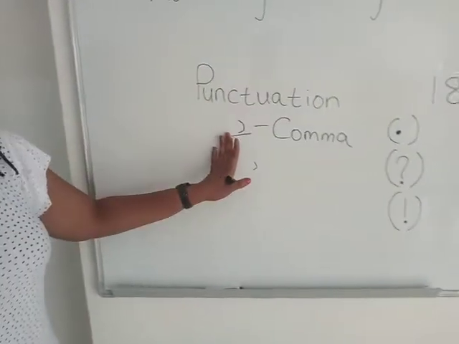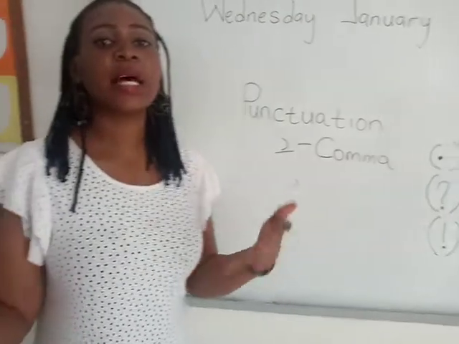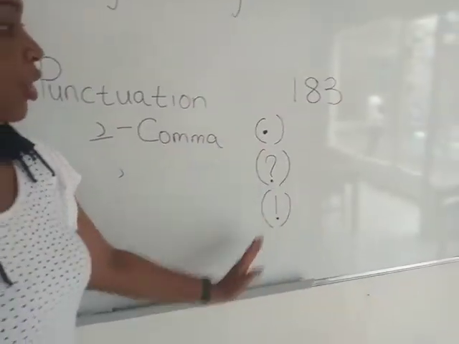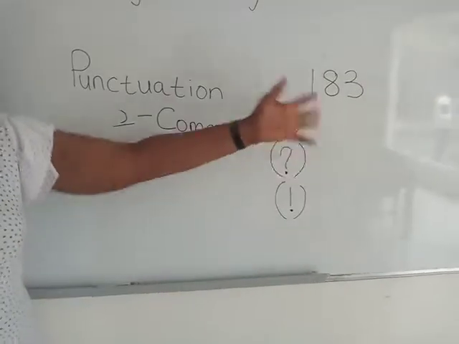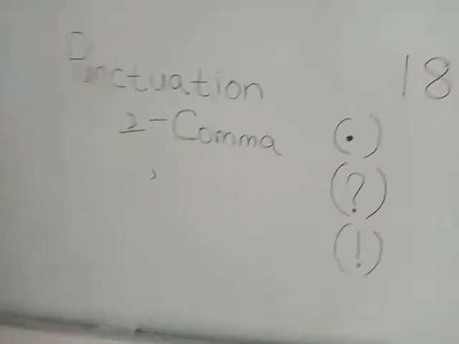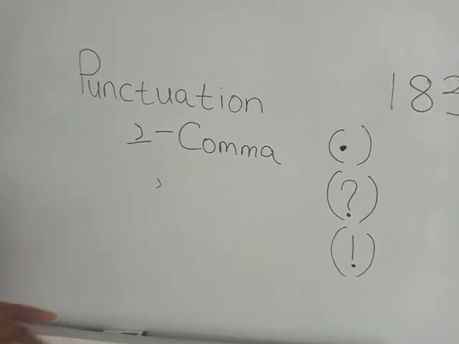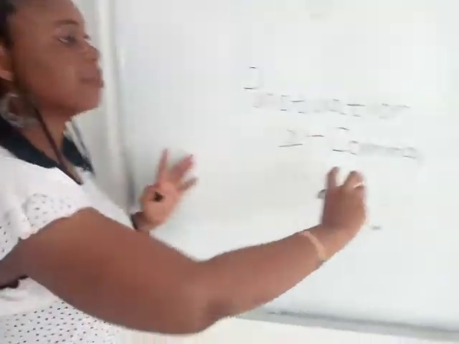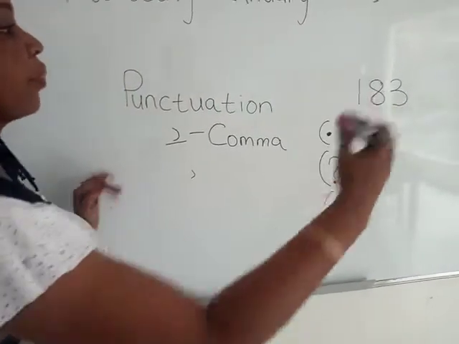Now, what is a comma? Where do we use a comma? What is it used for? How do we use it in a sentence? Just like you already know where we use our punctuations, the period, the question mark, and the exclamation mark, we use them at the end of different sentences. Now, where do we use a comma in a sentence? A comma is used to separate items in a list. Okay, if you have a lot of items in a list, this is where we use the comma to separate each item in a list.